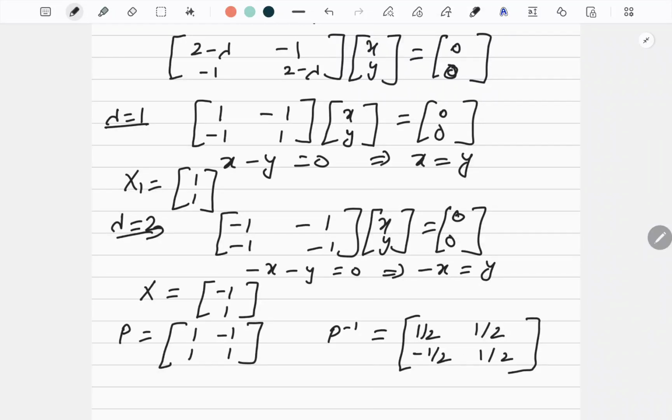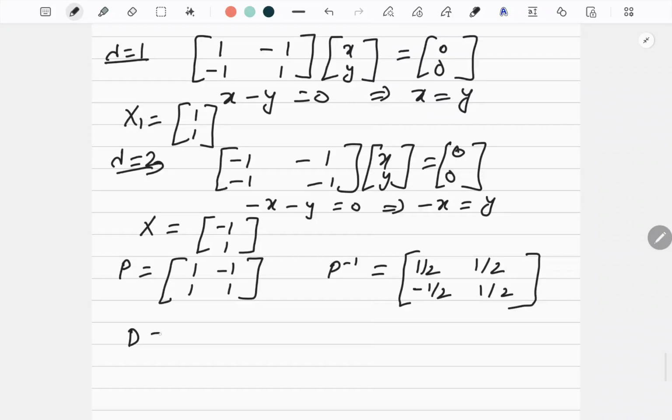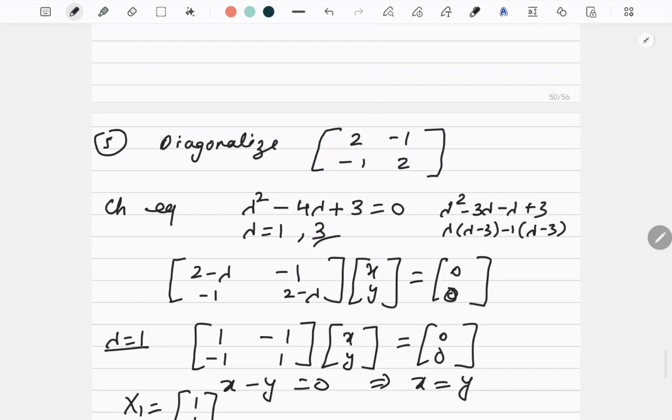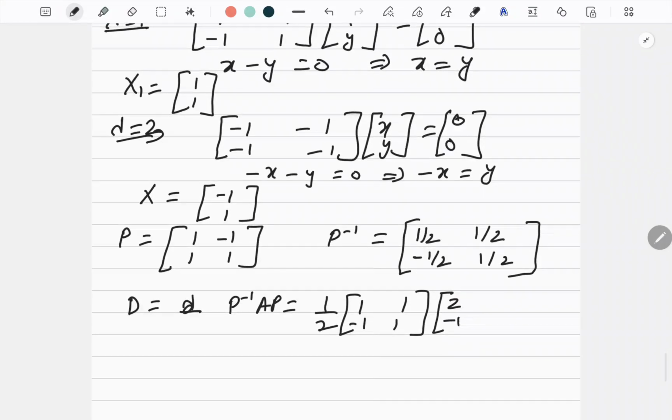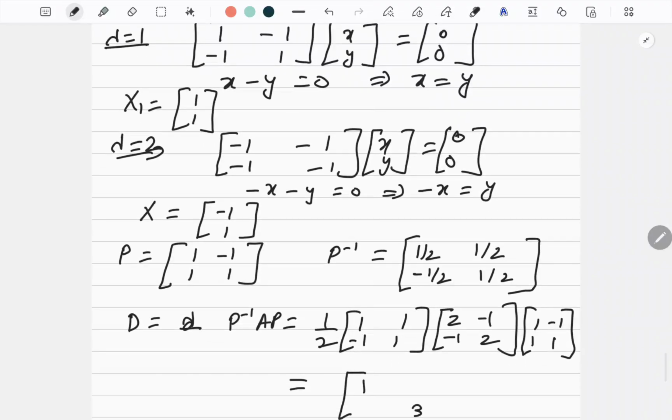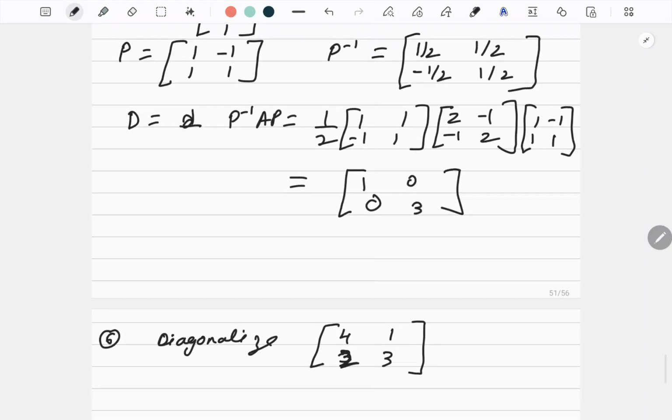Correct? Now D is equal to P inverse AP. I'll write the formula first. P inverse is 1 by 2 times 1 1 minus 1 1. A means your question matrix, 2 minus 1 minus 1 2, and P means 1 1 minus 1 1. So when you multiply these three, you will get your 1 and 3 here, that is both the eigenvalues, and 0 0 here. So this is the diagonal matrix for the given question, right?